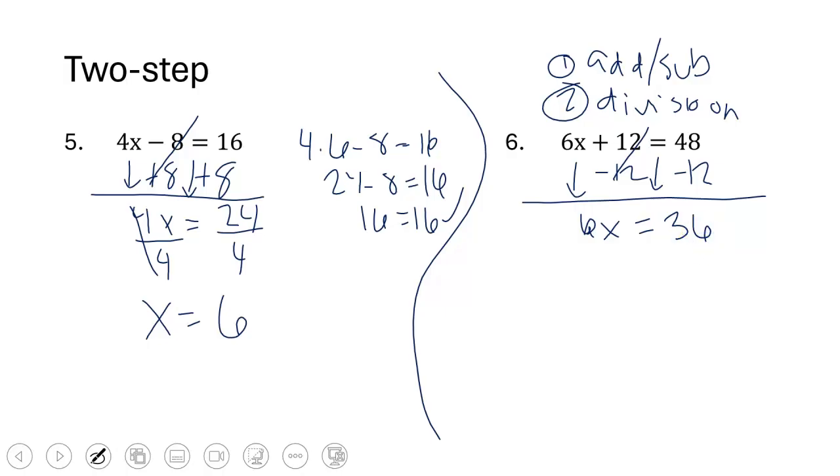36. And that 6 and x, they're connected through multiplication. So always your last step is divide. So I'm going to divide both sides by 6. So x equals 6. And then you can plug it back in to check yourself.